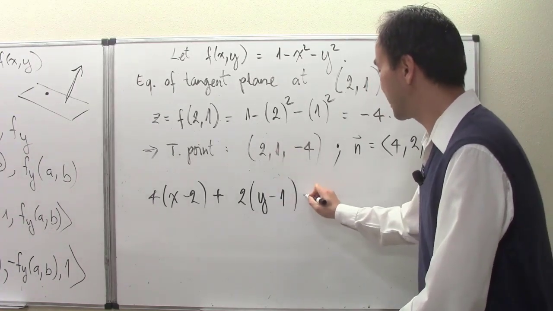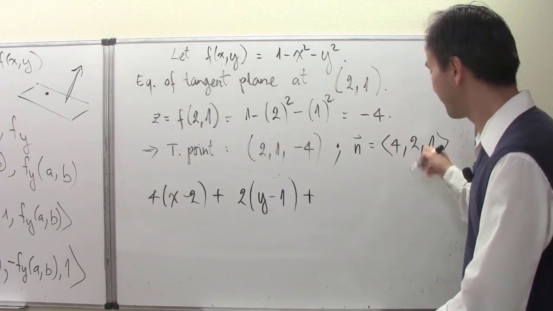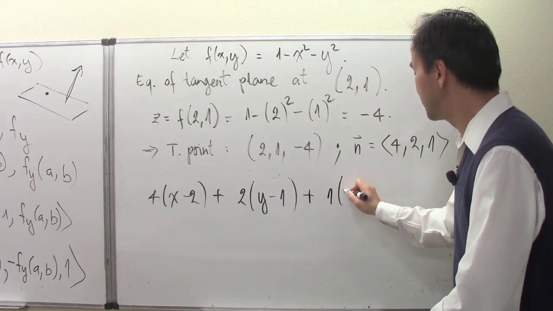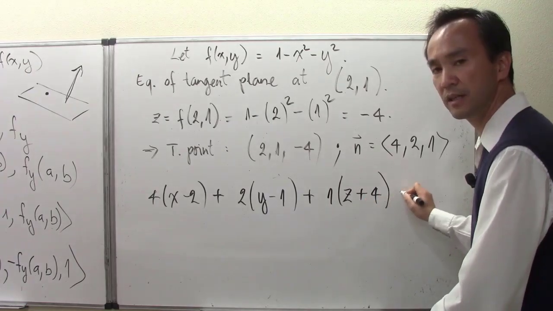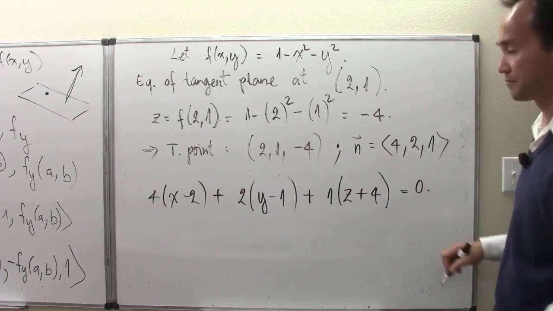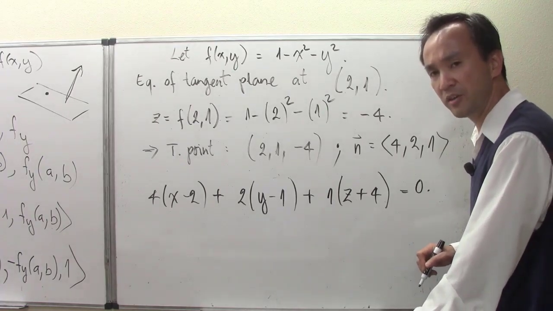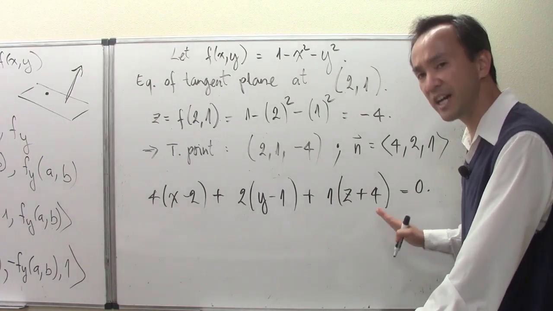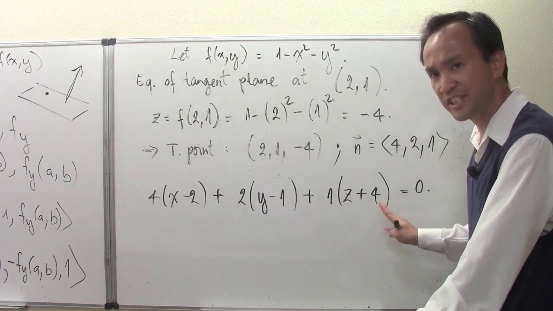And then I'm going to look at plus, and now it's going to be 1 times z minus negative 4, which is now a plus 4, equals 0. All right, ladies and gentlemen, as far as finding the equation of the plane right here, we're done. As far as finding the equation of the tangent plane, we're done.